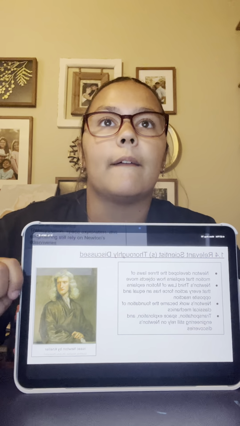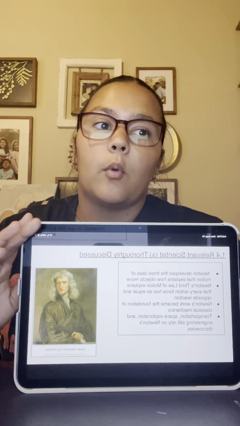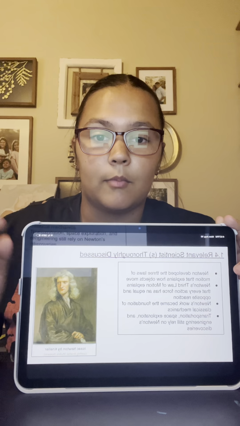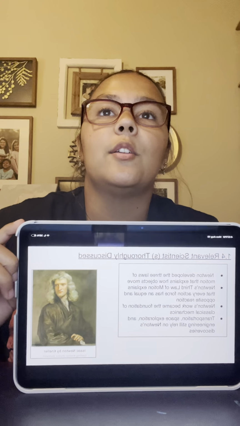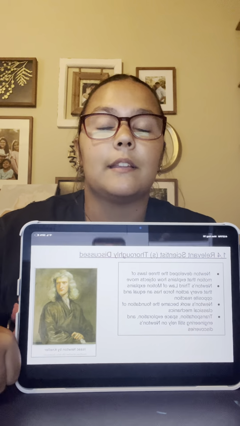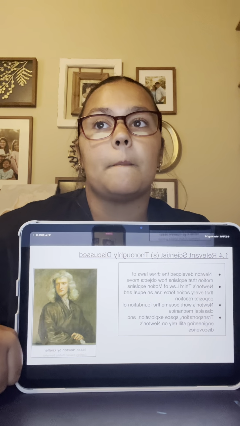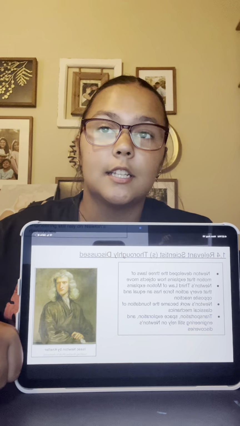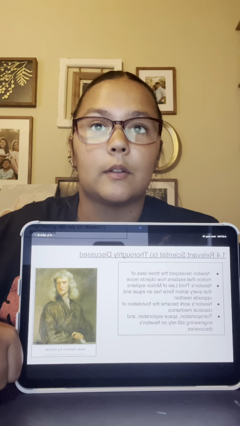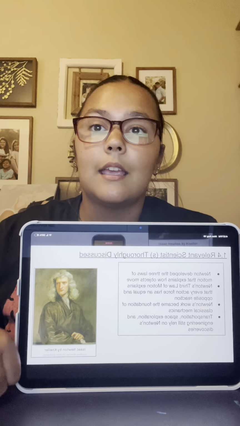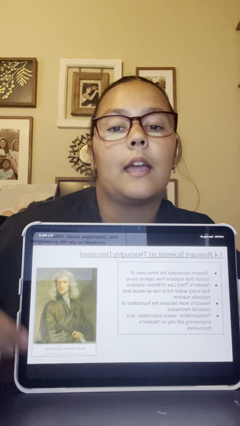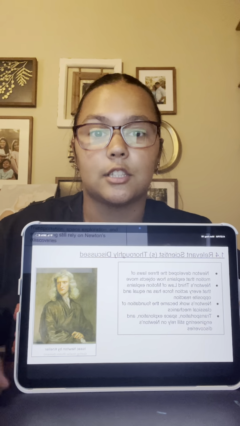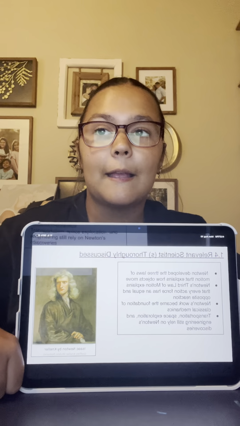For 1.4, we have the scientist. The scientist is Isaac Newton. A little bit of him. Newton developed the three laws of motion that explain how objects move. The third law of motion explains that every action force has an equal and opposite reaction, and his work is the foundation of classical mechanics, because it gives you the why and how and what everything's actually doing and how it's working the way it is.